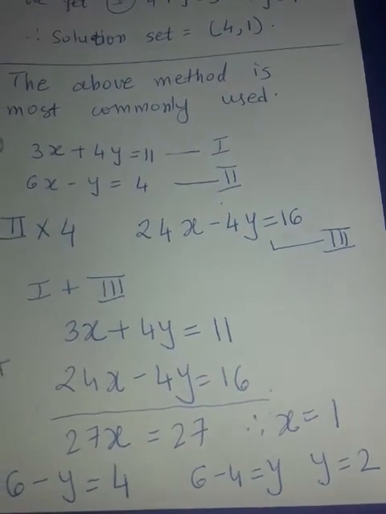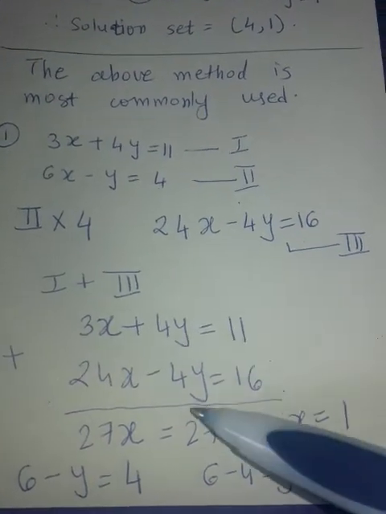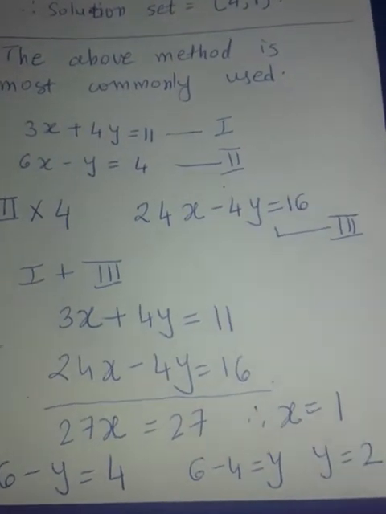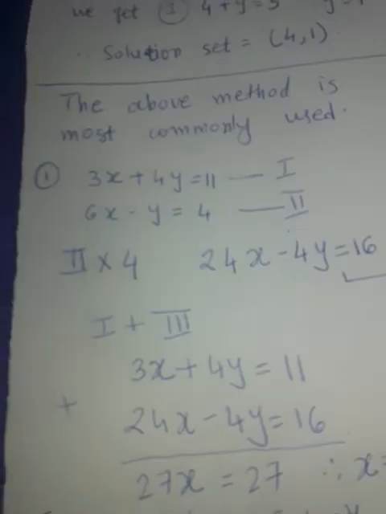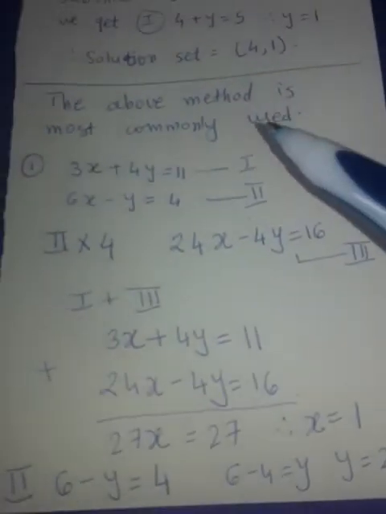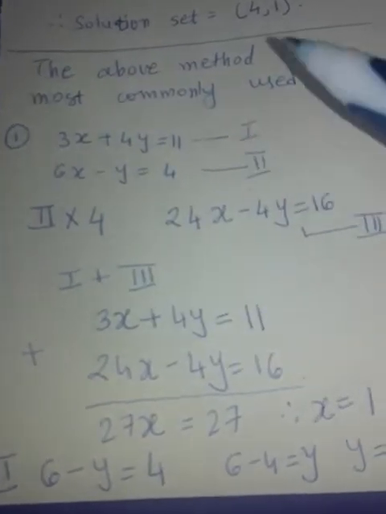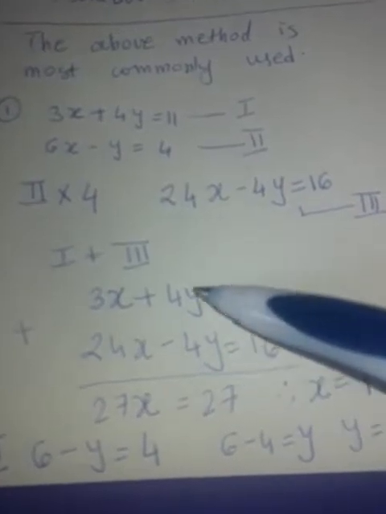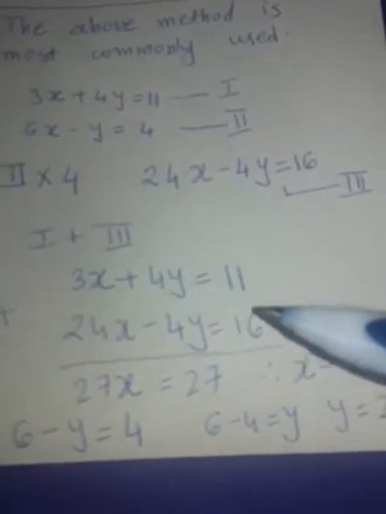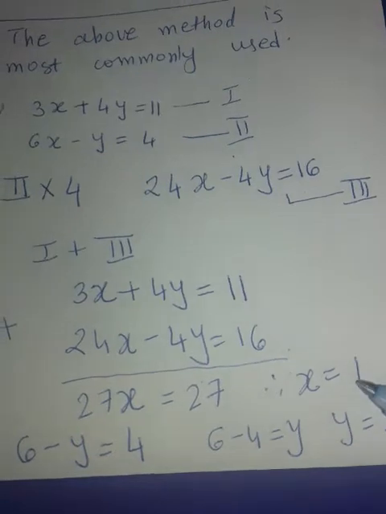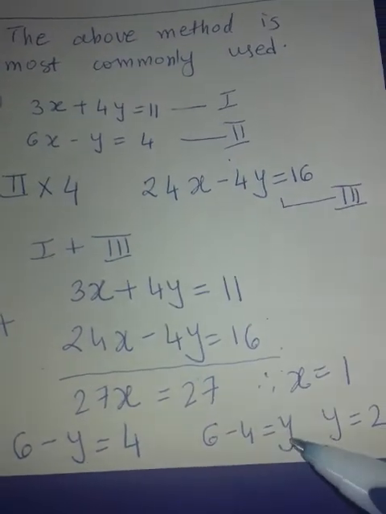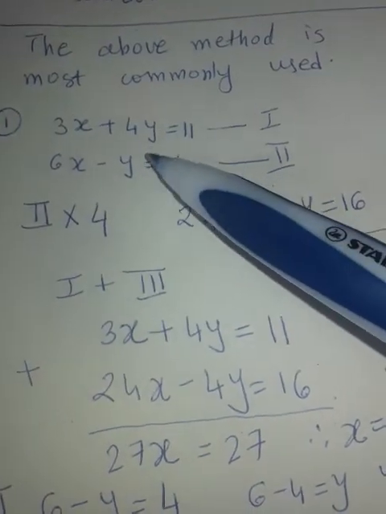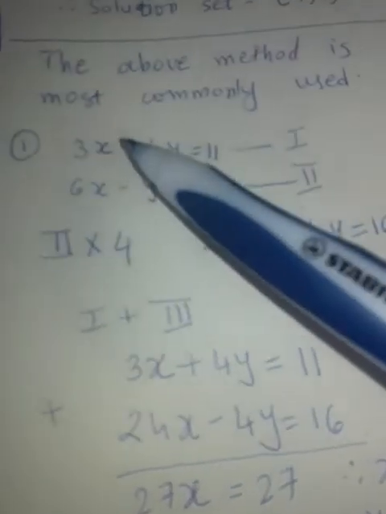Very clear what I did? So I eliminated y to find the value of x. By this time you must have guessed that this procedure is known as the elimination method, because we are eliminating one variable. Here we eliminated y, and first we found the value of x, and later we found the value of y. Now you may ask me, instead of eliminating y, can we eliminate x?